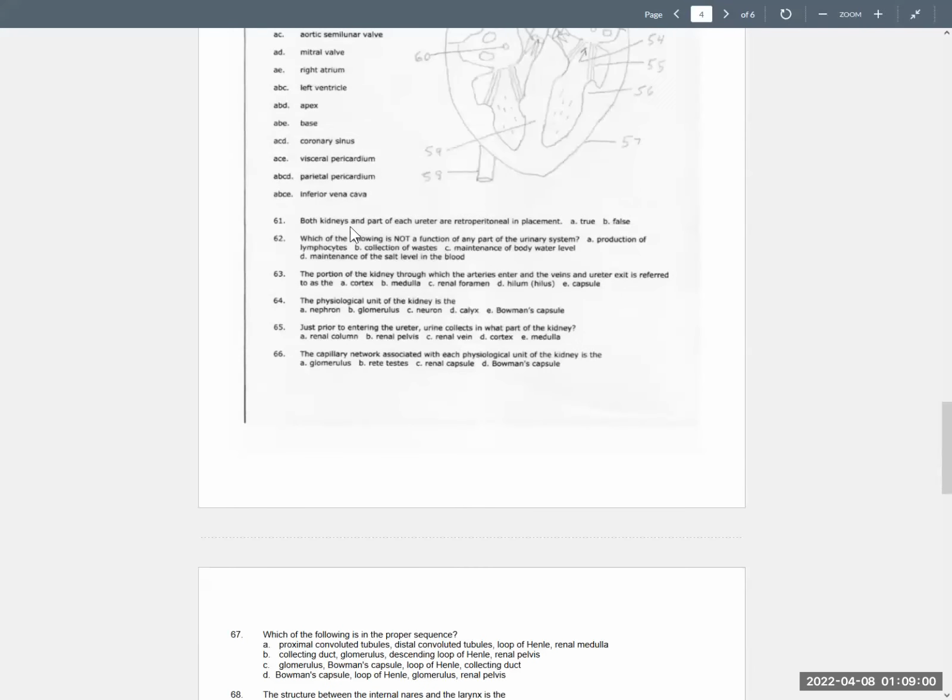Okay. 63 says that both kidneys and part of each ureter are retroperitoneal. What do you think about that? True or false? True. It's true.